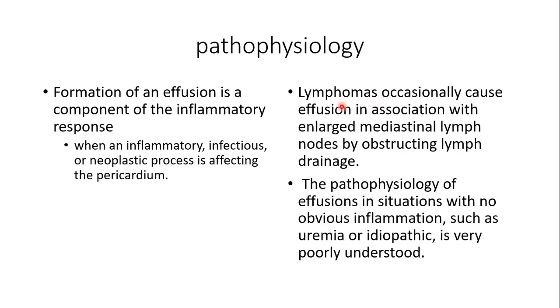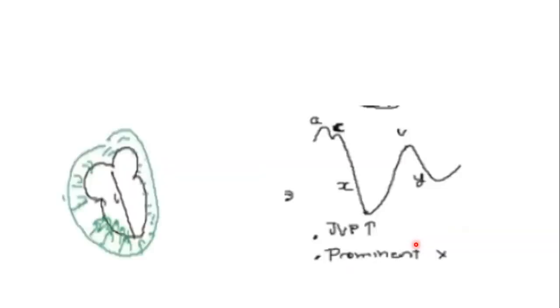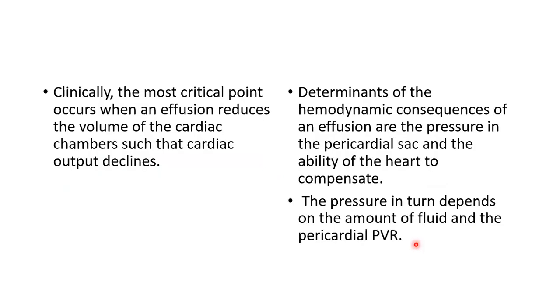And another reason why you can have fluid within the pericardium could be lymphomas, which occasionally cause effusion in association with enlarged mediastinal lymph nodes by obstructing lymph drainage. Okay, so the pathophysiology of effusion in situations with no obvious inflammation, such as uremia, is said to be poorly understood. Okay, then this picture, which I tried to explain earlier on.